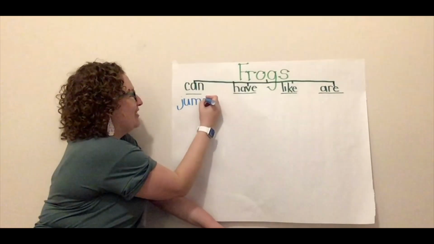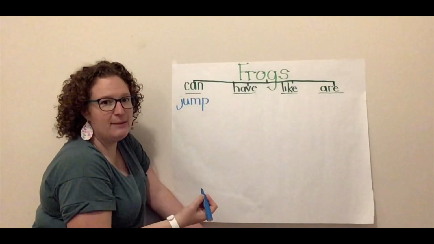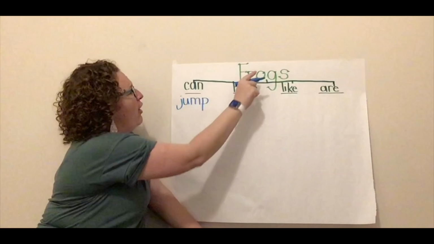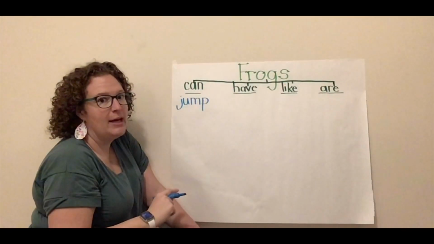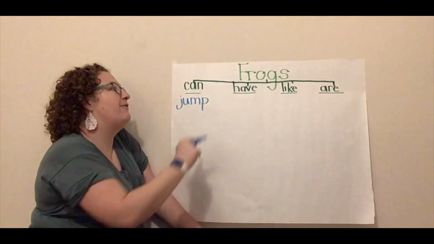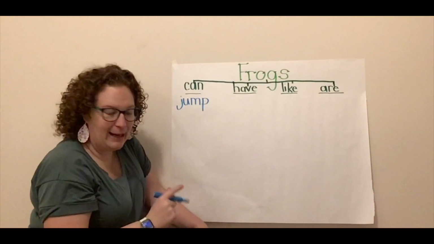And now we just actually made a sentence. Not very juicy, but it's still a good sentence. Frogs can jump. I could even add to it. I can say frogs can jump high.